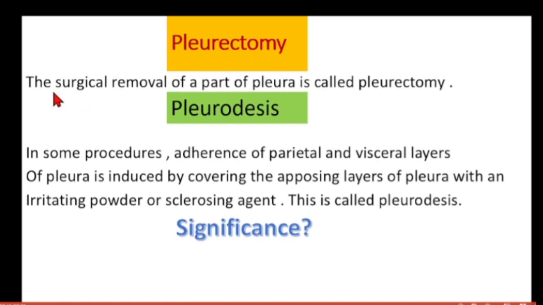Pleurectomy. The surgical removal of a part of pleura is called pleurectomy. Pleurodesis. In some procedures, adherence of parietal and visceral layers of the pleura is induced by covering the opposing layers of pleura with an irritating powder or sclerosing agent. This is called pleurodesis.